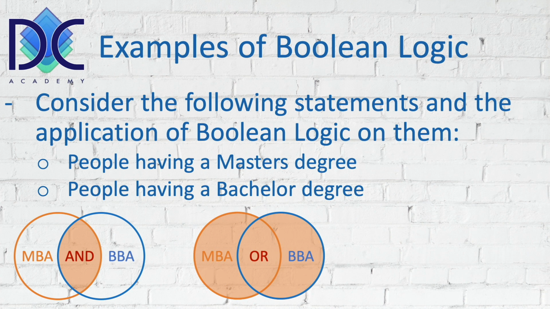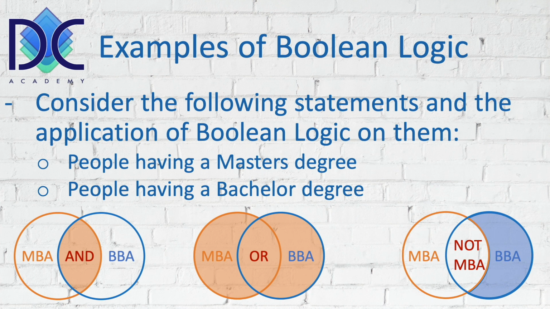Now we look at the OR function, the OR logic. Well, an MBA or a BBA means all of them. So all the people are considered in this OR function. And then we look at the people who do not have an MBA, but who have only a BBA. So all the people who have a BBA but also an MBA are excluded. So that's the logic, not an MBA.